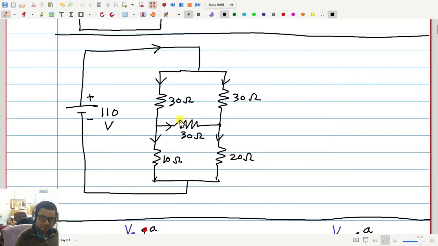Okay, so let me just very quickly solve this question using delta star or star delta conversion, which we have learned just now. Sir, do you understand Bengali?